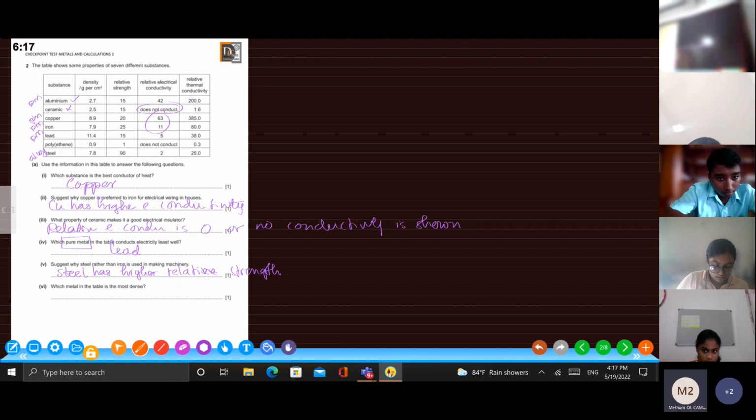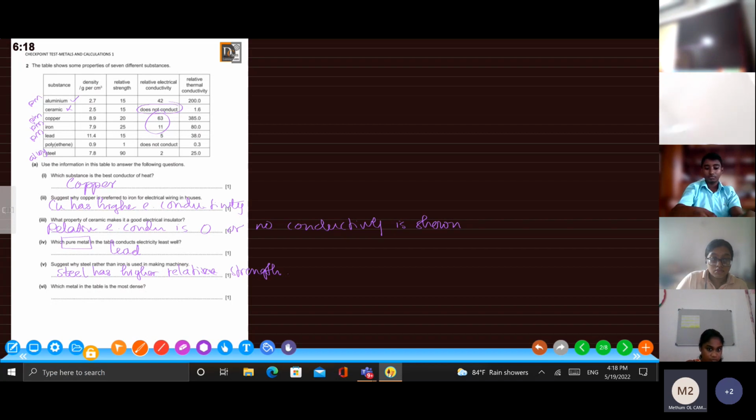But that is the answer you brought from home. And you learned last week that steel is stronger than iron. Now here you have to utilize this data. A perfect answer would be: steel has 90 and iron has 25. Those are the relative strengths. Therefore, steel is more. Therefore steel is stronger. That would be a much better answer.